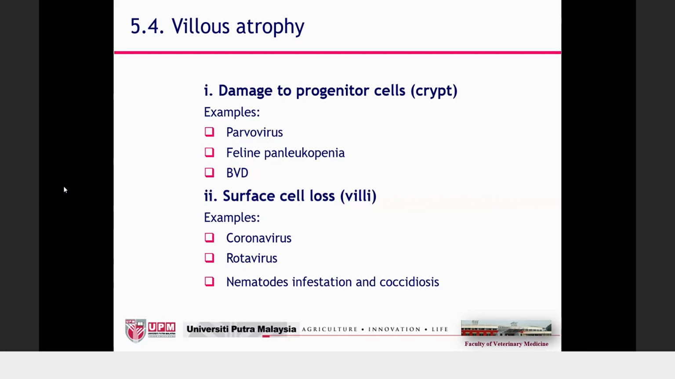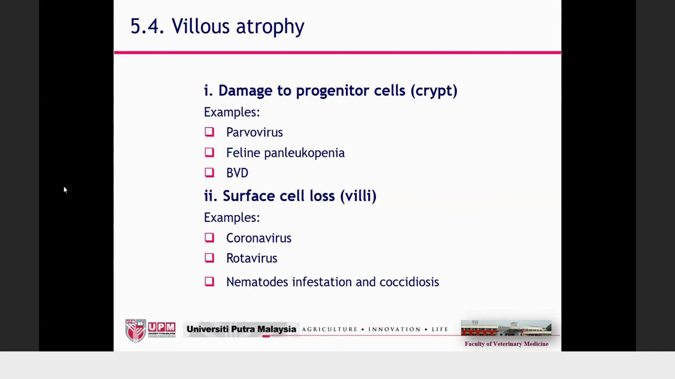But what happens when there's damage of the crypt is that there will be less production of mature cells. Meaning that when the crypt is damaged, there's a tendency for failure of mature cells in the villi. So that will lead again to villus atrophy, and perhaps this type of villus atrophy that causes damage of the crypt may cause more significant impact compared to damage of the villi.